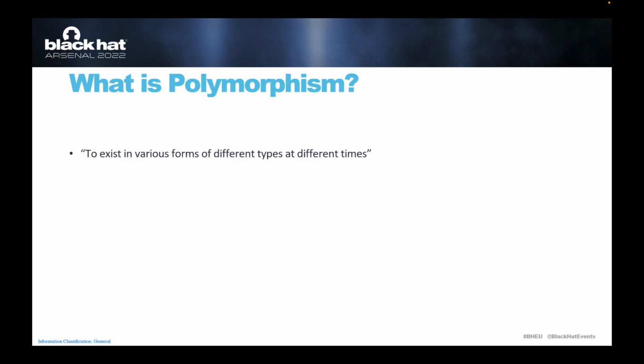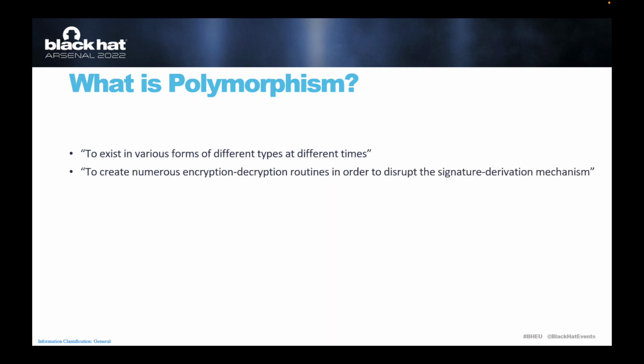In general terms, polymorphic or polymorphism means to exist in various forms of different types at different times. It's a widely used term in many areas like biology, object-oriented programming, or mathematics. For cybersecurity, this word means a malware's ability to create numerous encryption-decryption routines without modifying the underlying code in order to disrupt the signature derivation mechanism.